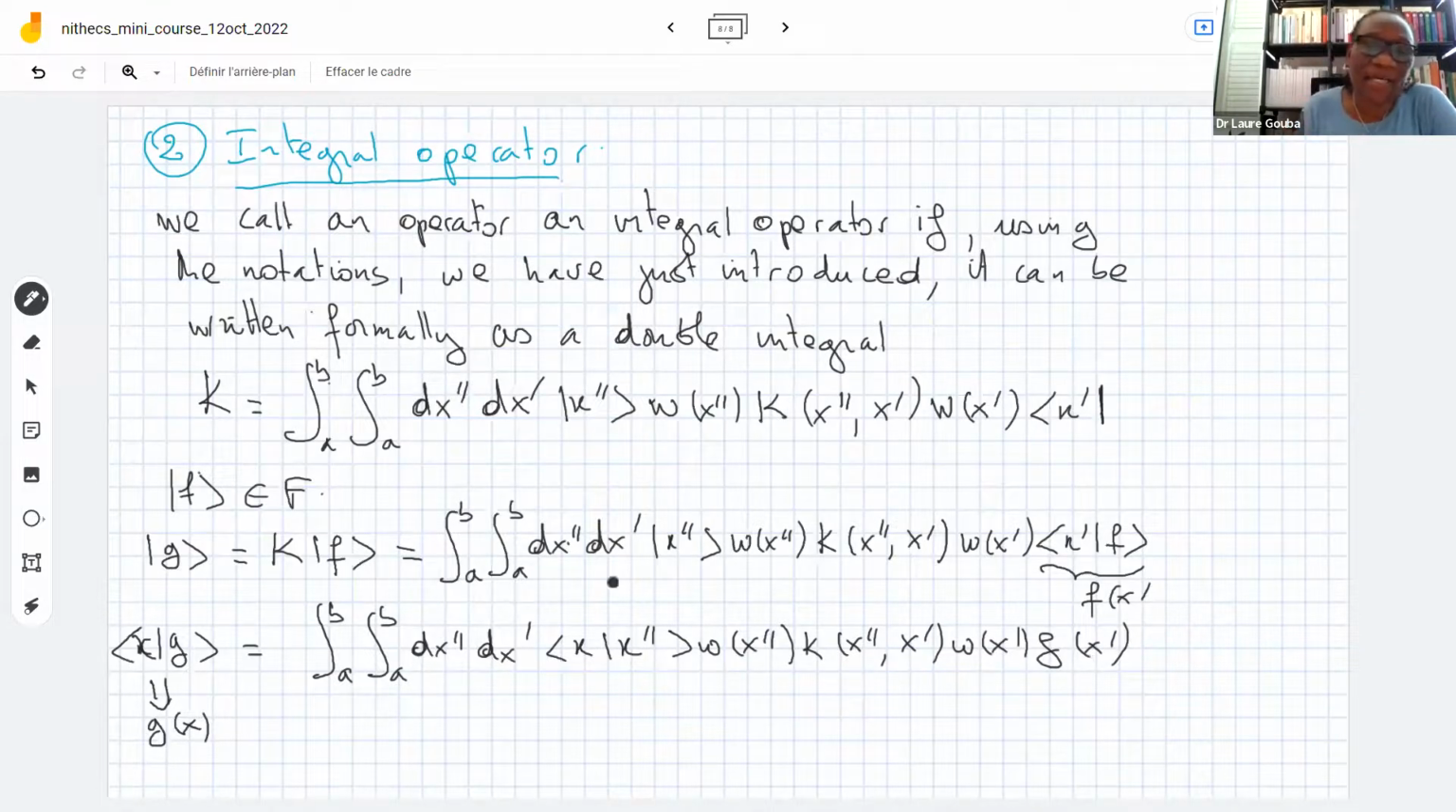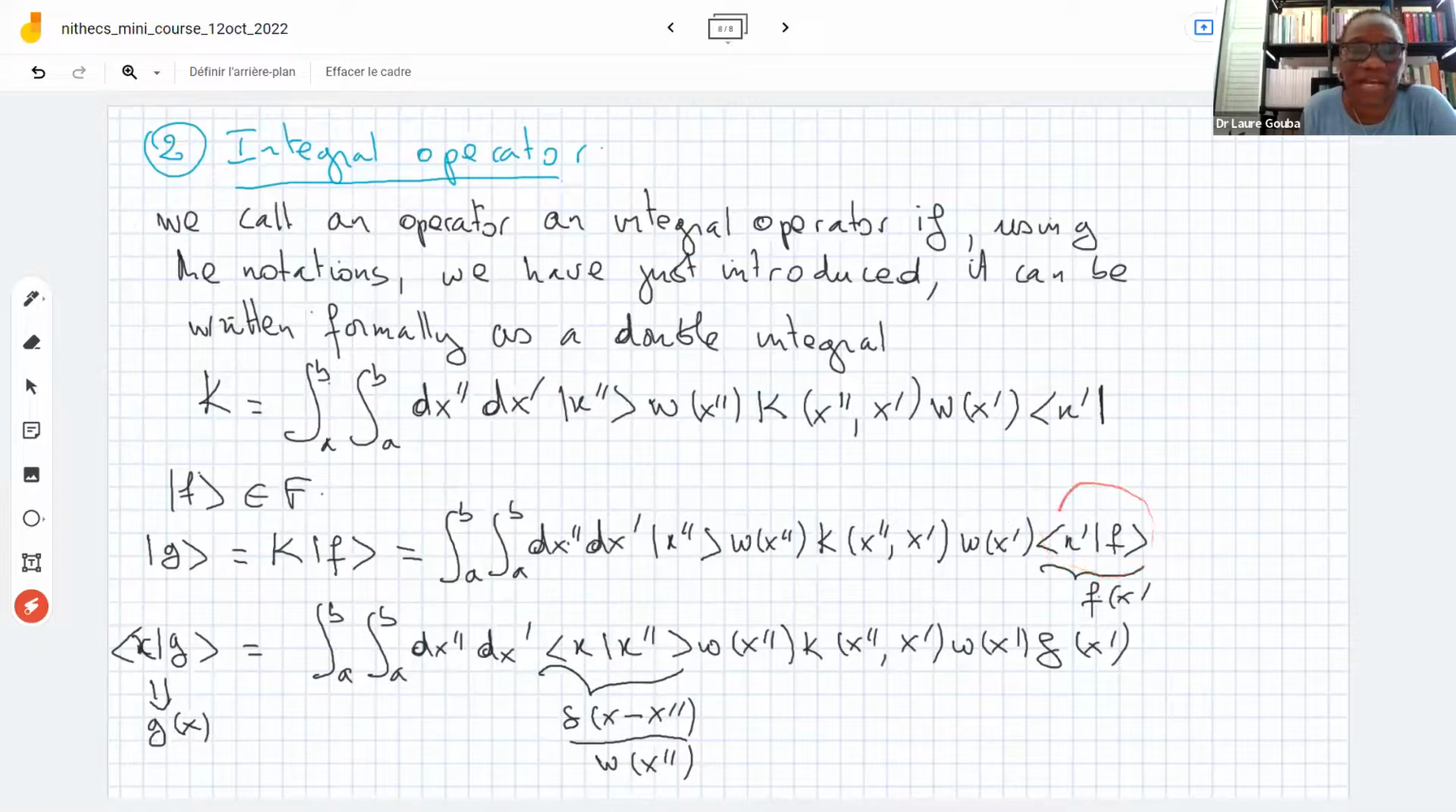Okay, but we have already defined, just in my previous slide, what we mean by the inner product x second. This is delta x minus x second. And since I have omega x second, it makes sense to do the ratios of omega x second. Now you can see I have already substituted this expression by f x prime. I have this expression that is equal to this, and I have this that is equal to g of x. So let's continue.